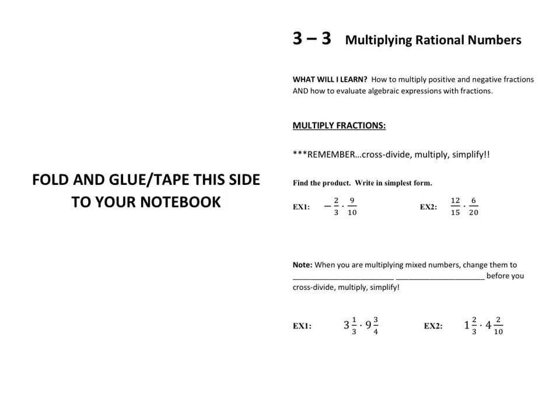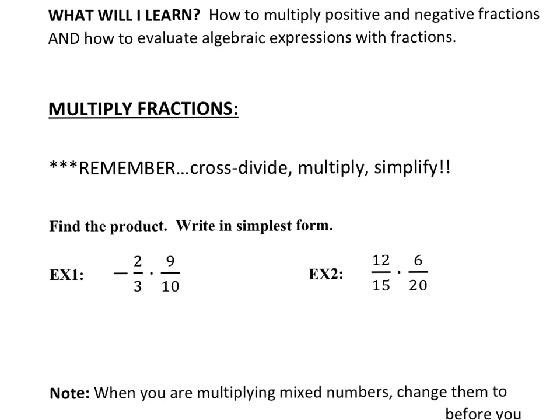Hi class, today we're looking at Chapter 3, Lesson 3, Multiplying Rational Numbers. We are going to learn how to multiply positive and negative fractions and how to evaluate algebraic expressions with those fractions. First, multiply fractions. Remember, to cross divide, you multiply, then simplify.